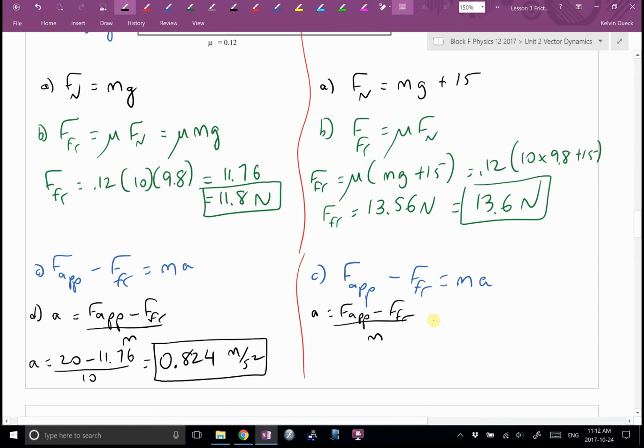Here, it's going to be 20 take away 13.56 divided by 10. Linnea, my joy, are you ready? I do it like this. 20 take away 13, that I can do in my head. 7 take away 0.5 is 6.5. Take away the 6, 6.44 divided by 10, 0.644.